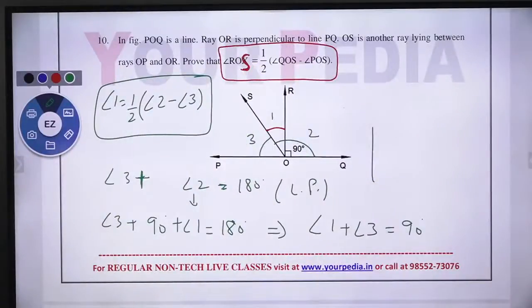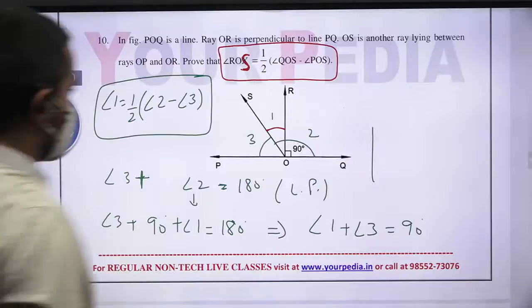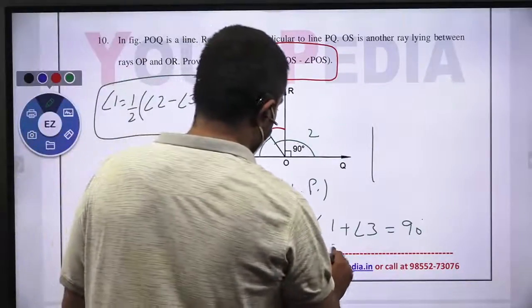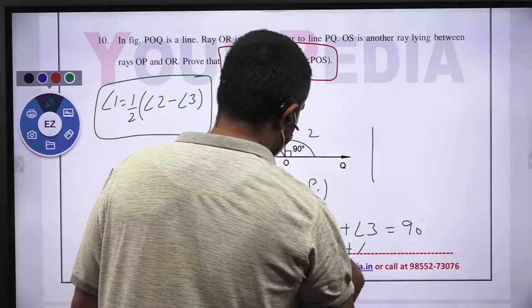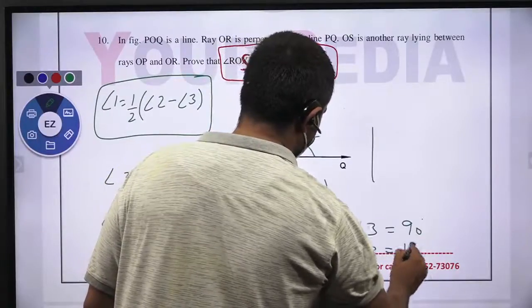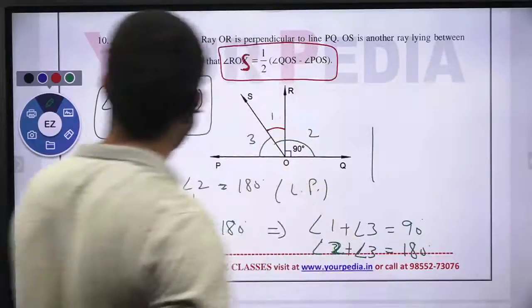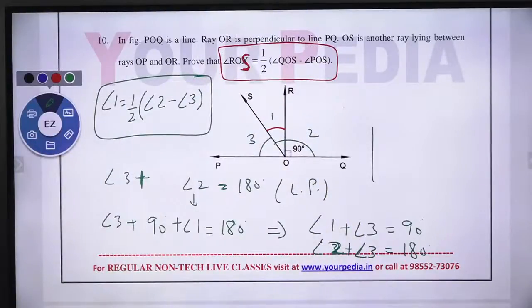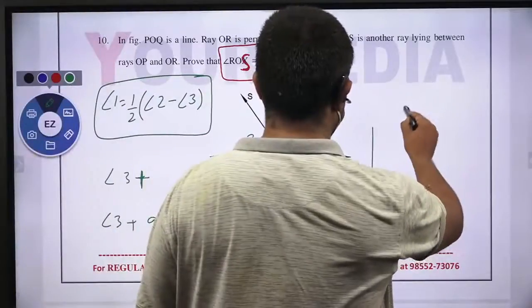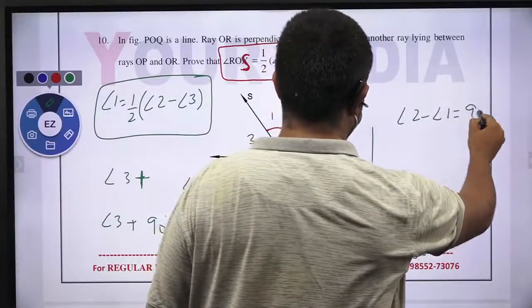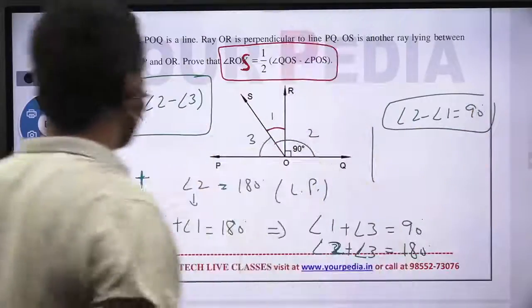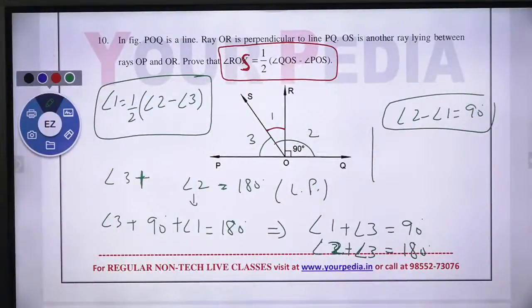What further can we get? And this is angle 2 plus angle 3 is 180. So we can subtract it. It will become angle 2 minus angle 1 is equal to 90. Angle 2 minus angle 1 will become 90 degrees.